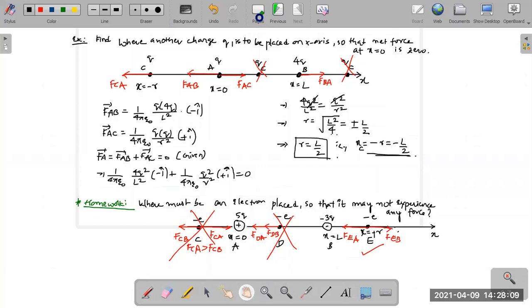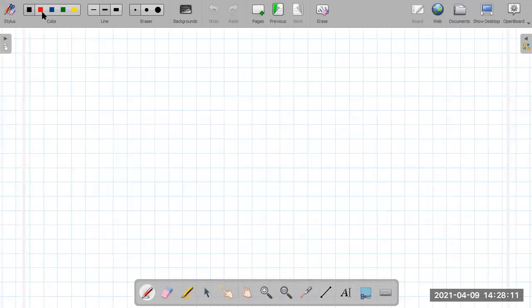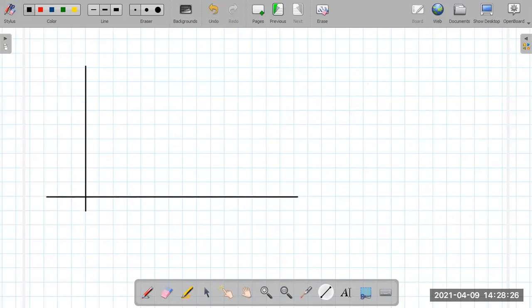Done? Now let's take some example and calculate the force in vector form. Here we'll be trying to solve it in vector form. So assume that these are the coordinate axes. This is the origin O. This is the x-axis, this is the y-axis.